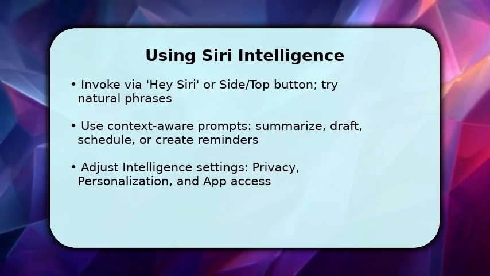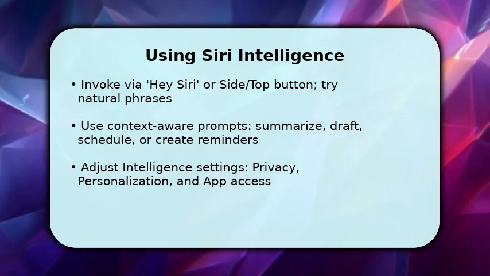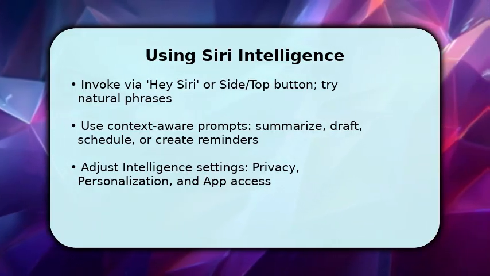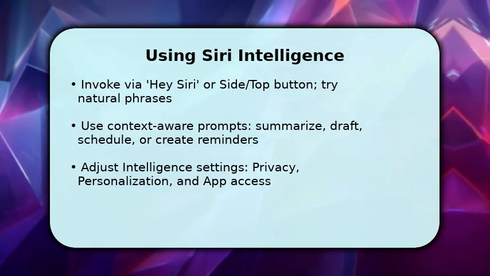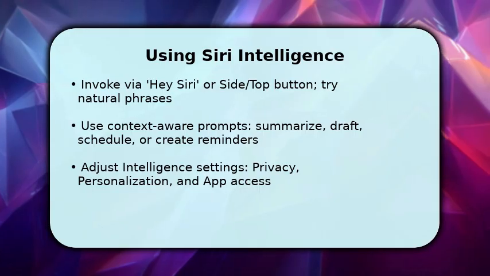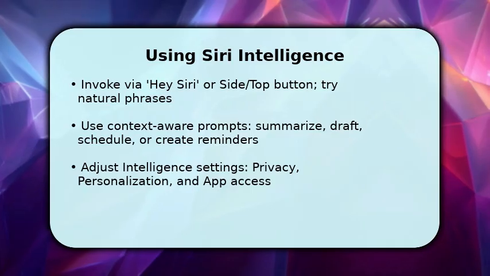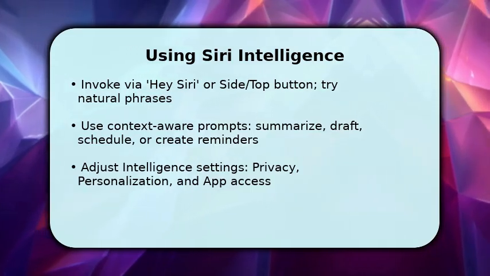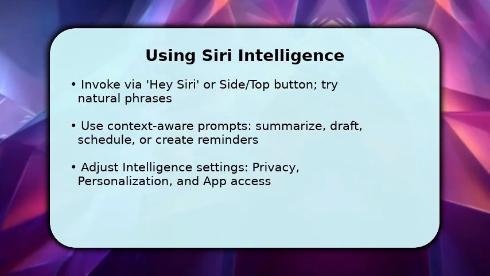Now you move into practical use. Speak natural commands and short follow-ups. Siri uses Apple Intelligence to infer context. For example, ask it to summarize recent messages, draft an email based on a thread, or schedule events found in conversations. Once you test a few prompts, tweak the intelligence settings to balance personalization and privacy. Limiting some app access reduces context, but increases privacy.